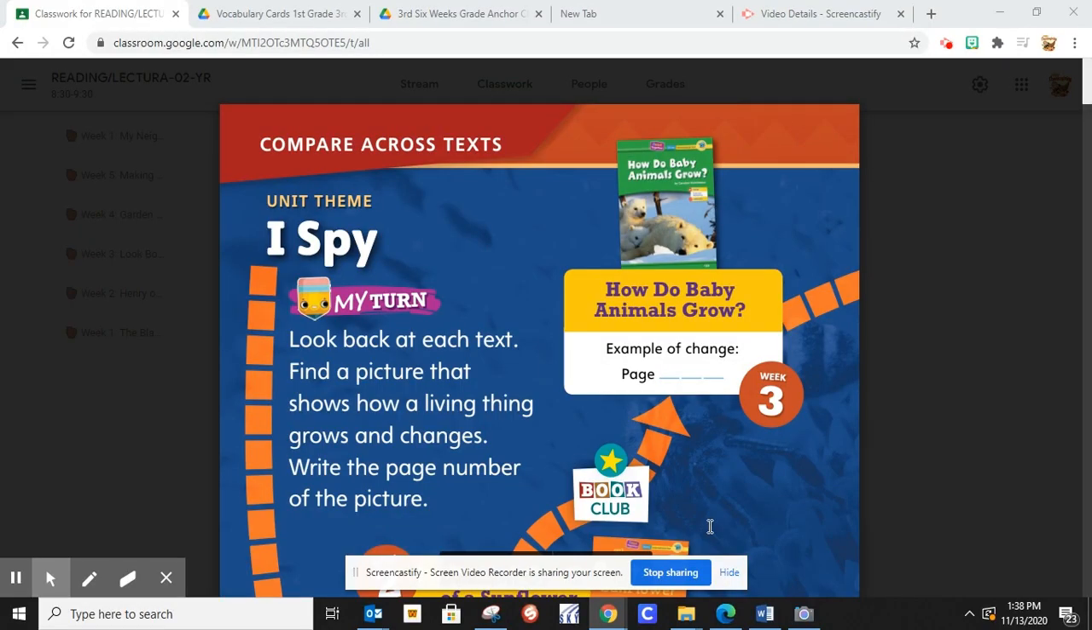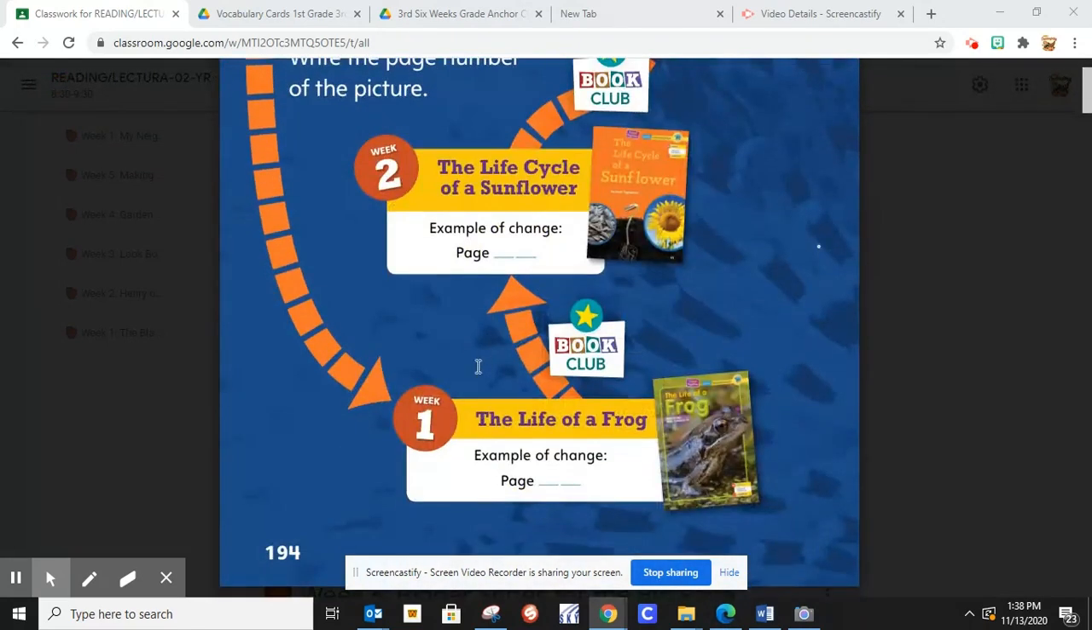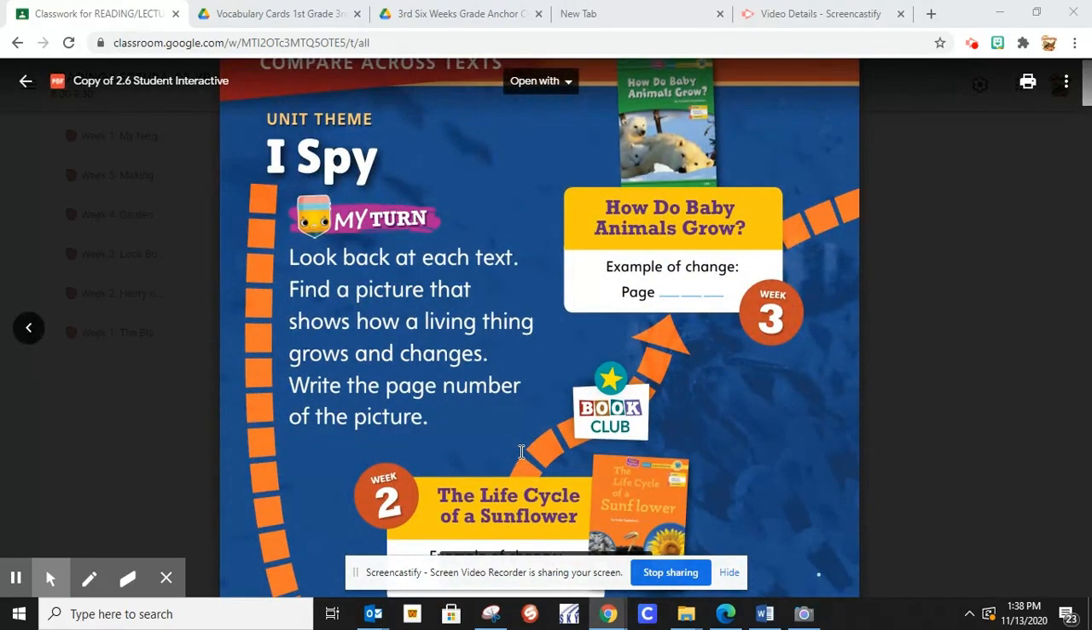Hi, boys and girls. Welcome. Today is Tuesday, November the 17th, 2020. Welcome to Miss Nava's reading class. Today, boys and girls, we are going to ask the weekly question. We're going to go over comparing across text. Unit theme, I spy. Okay, boys and girls, so let's go ahead and take a look at page 194.